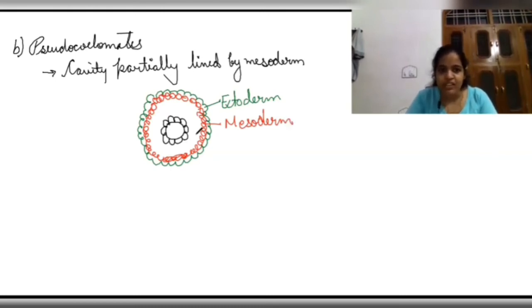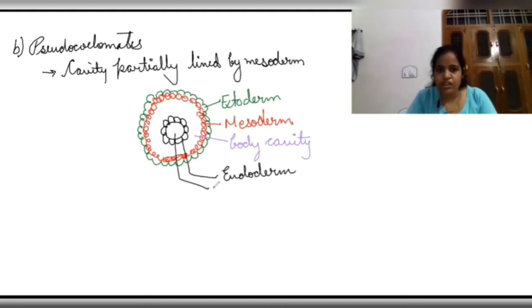Then this white space you can see is actually the body cavity. It is body cavity, or we can also call it a coelom. Then this black layer is the endoderm, and it is surrounding the gut. So you can see that only on the outer side the mesoderm is present. Mesoderm is not present on the inner side. There is no layer of mesoderm here. Hence these organisms are known as pseudocoelomates, because they have partial lining of the mesoderm.